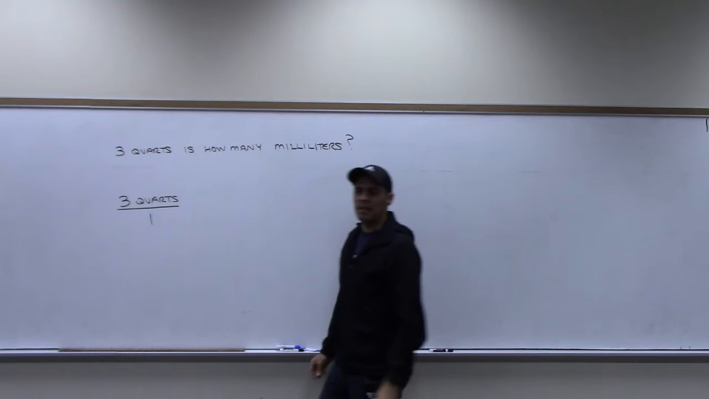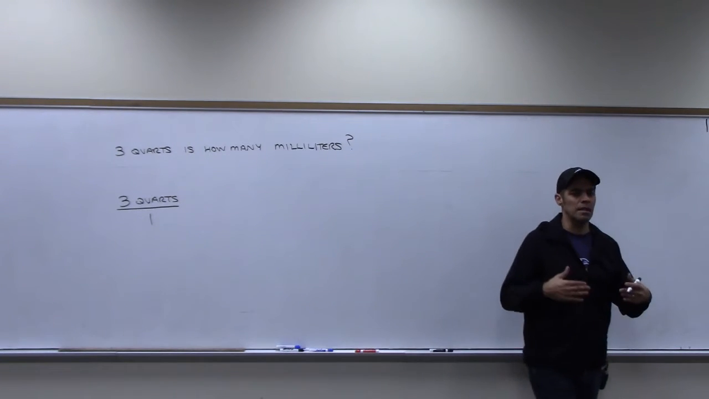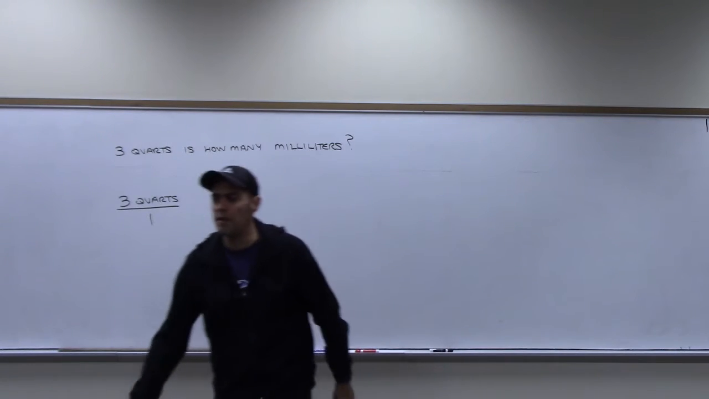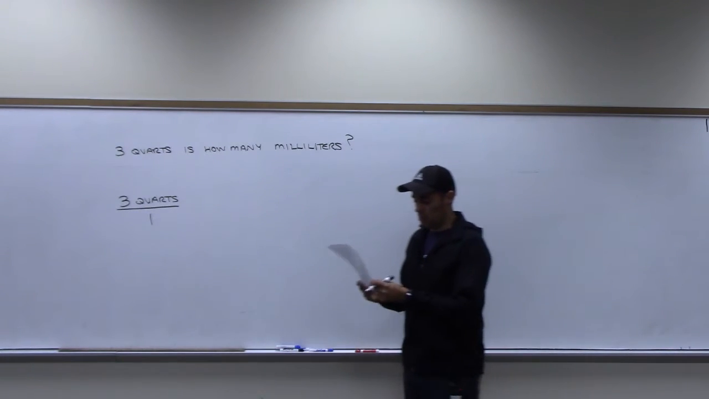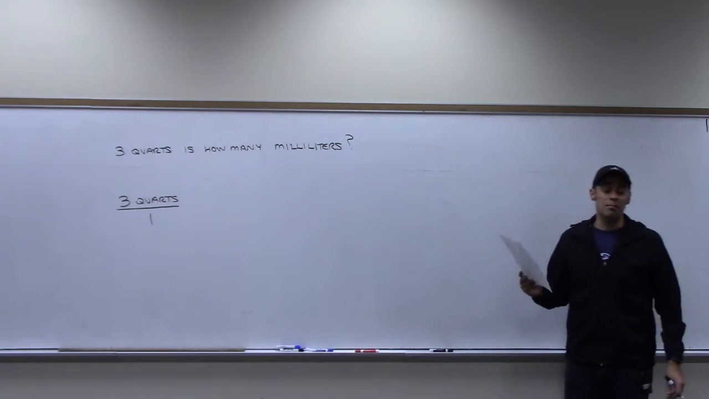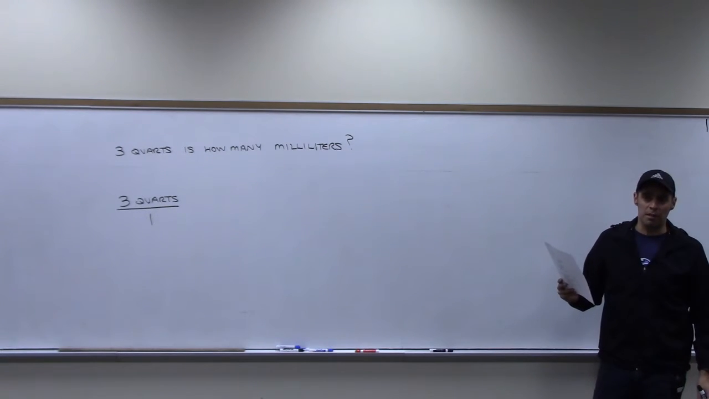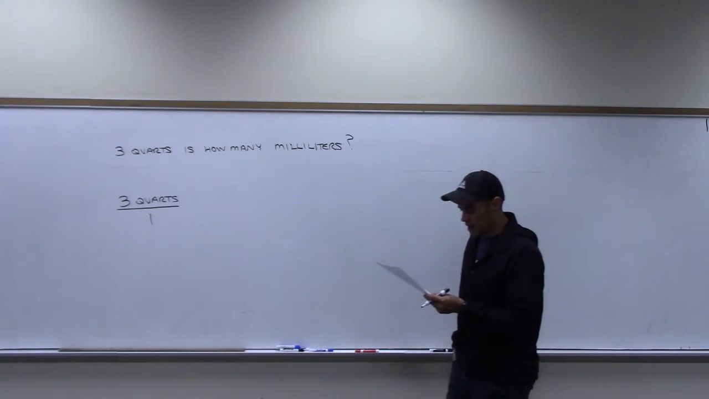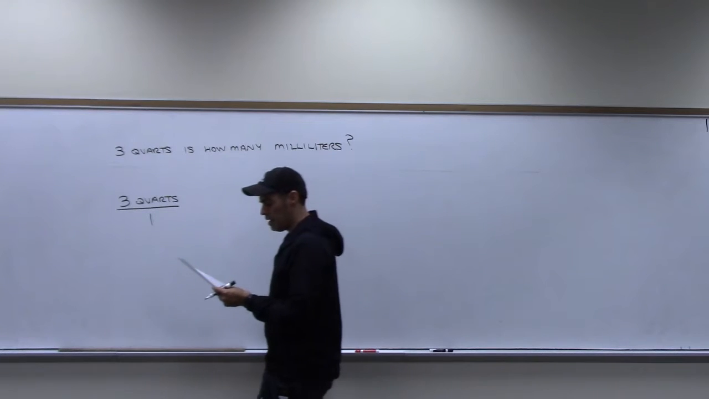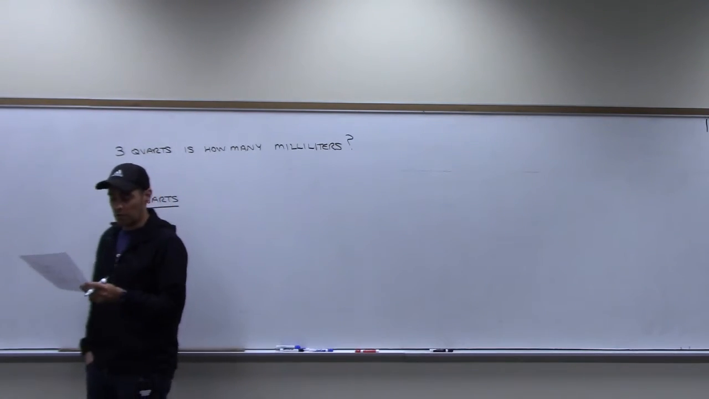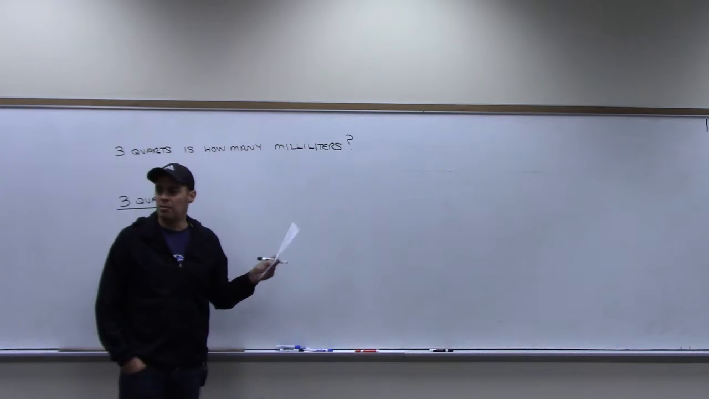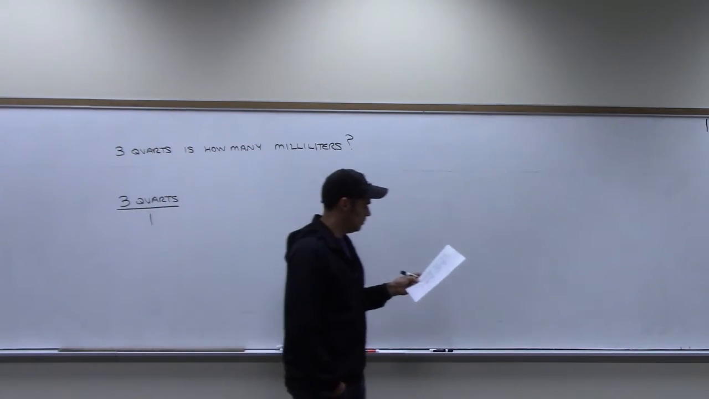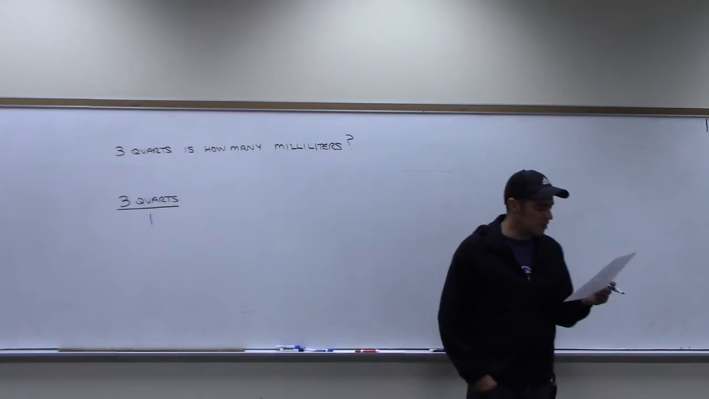Now, do you have anything that relates quarts to milliliters directly on your paper? Is there anything that says quarts and milliliters together? No. You don't. So that means you're going to need multiple conversions to get from quarts to milliliters. So what do we have? The only thing I see down there is quarts to pints. Do you see that? See gallons to quarts. I'm looking at the last three down there. You see those? And then gallons to liters. I don't see anything else that has quart in it. Do you?